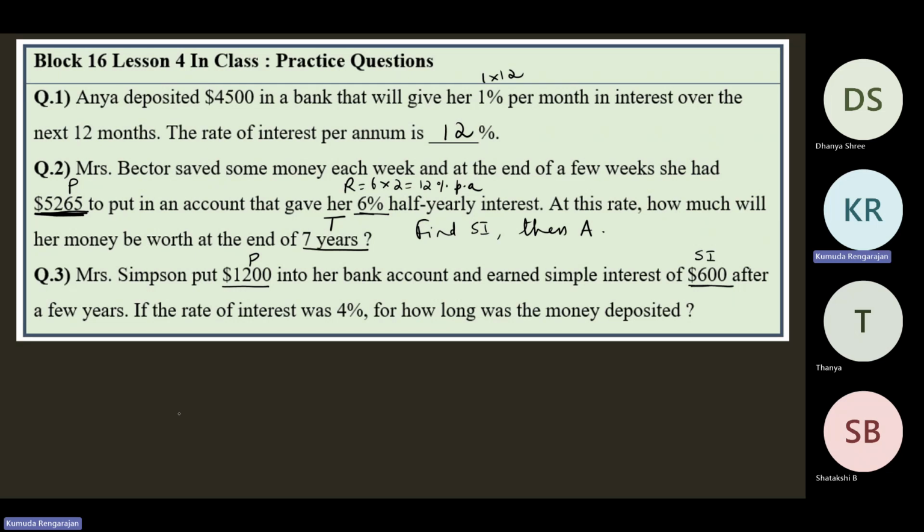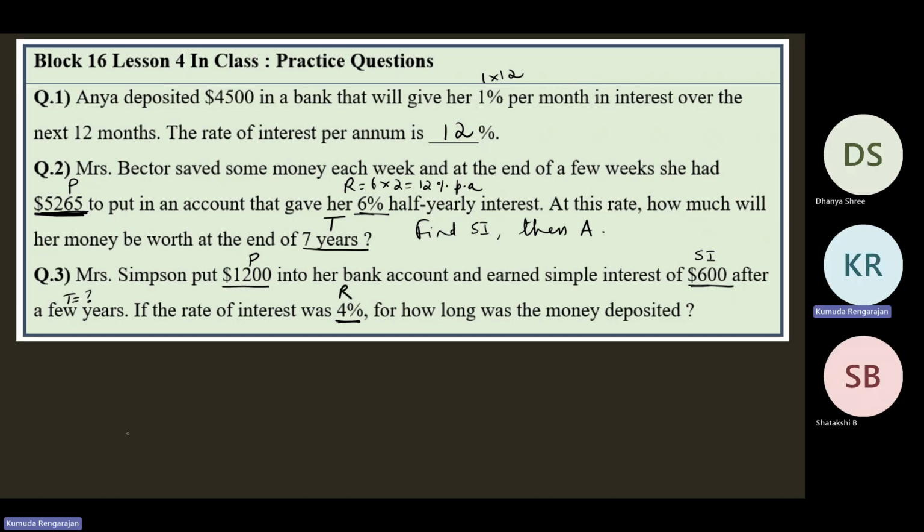After a few years, so we don't know T. If the rate of interest was 4%, it's not given per annum, but we have to assume. Or maybe it's a printing mistake, I'm not sure. But if nothing is mentioned, you'll have to take the interest for 1 year. So this is the rate. For how long was the money deposited? So which means we'll have to find T.